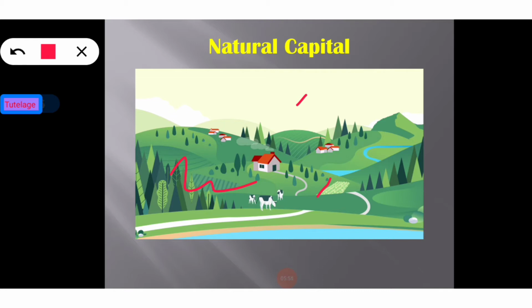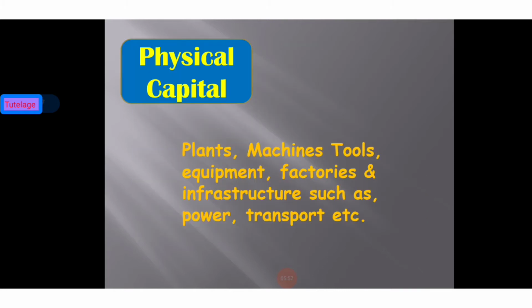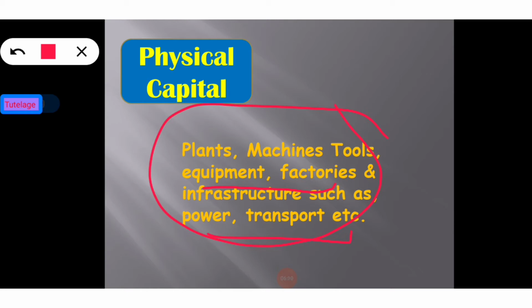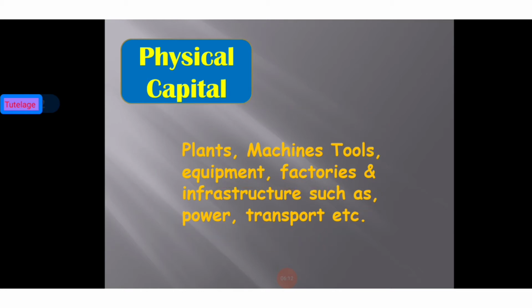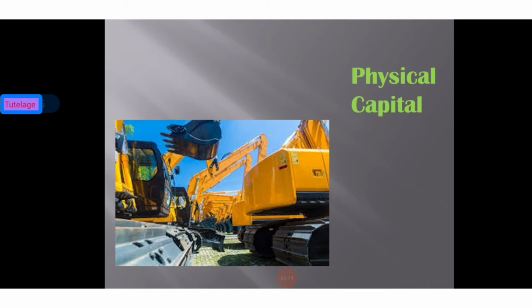So now move on to the next capital, that is the physical capital. All types of plants, machines, tools, equipment, factories, infrastructure such as power and transport, all are examples of physical capital. I think this is clear. So now move on to the next. This is the pictorial example of the physical capital.